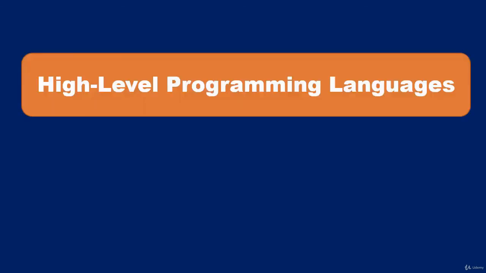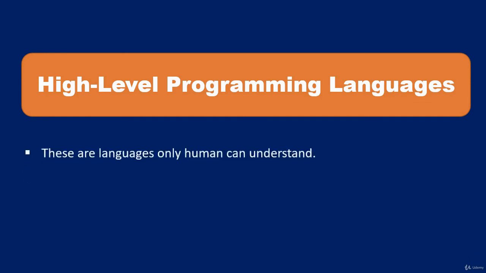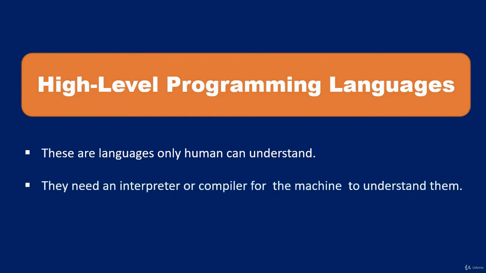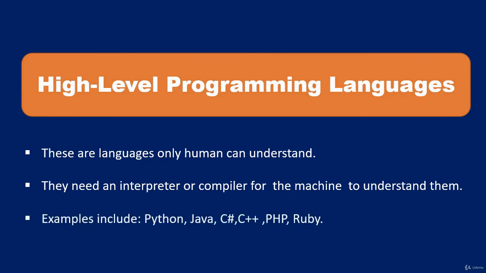In this video, I will introduce you to high and low level programming languages. What are high level programming languages? These are languages that only humans can understand. So computers can't understand them unless they are compiled or interpreted. They need an interpreter or a compiler for the machine to understand what the programming is trying to get it to do. Examples of high-level programming languages include Python, Java, C#, C++, PHP, Ruby, and there are many others.